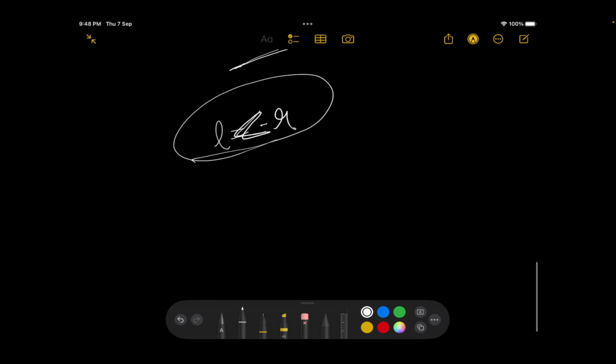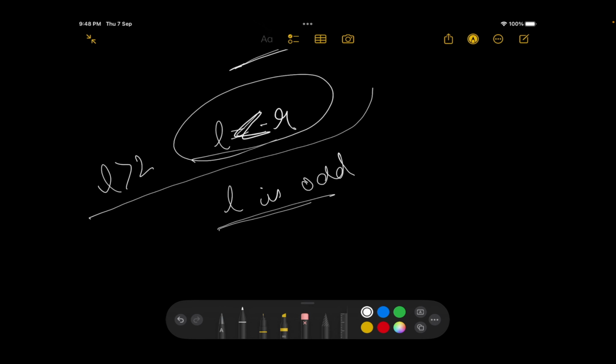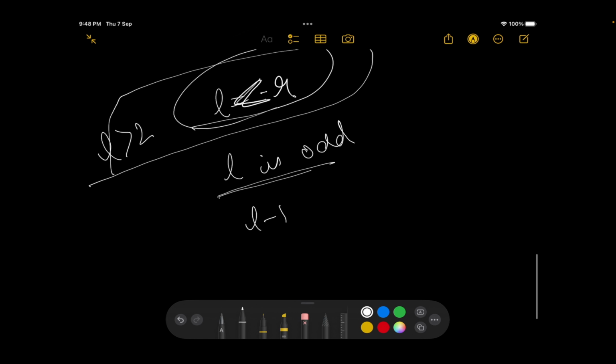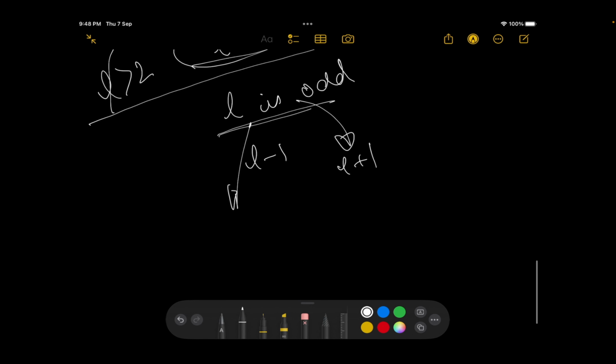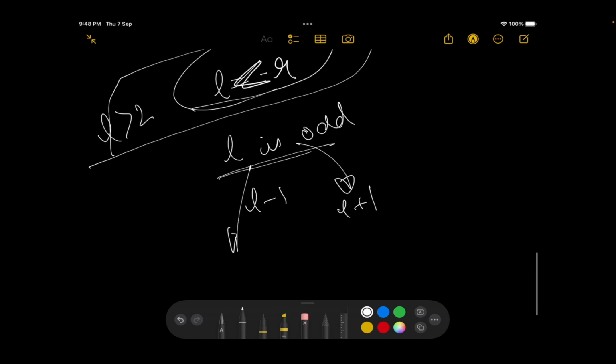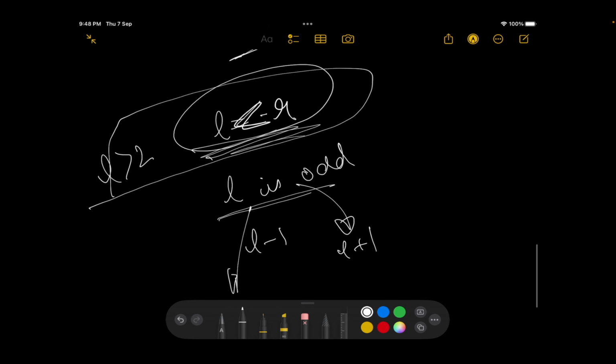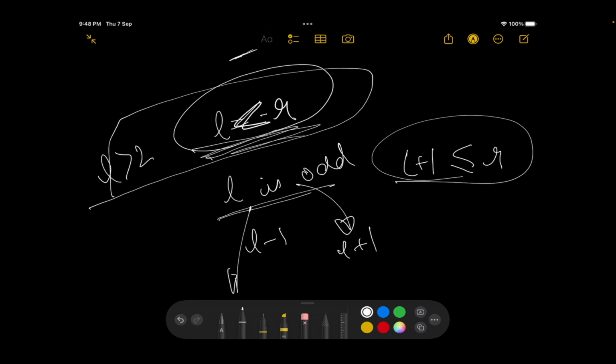In this case I can say that, okay, if L is odd, and I'm assuming that over here L is greater than 2, then L minus 1 would be even, and L plus 1 can be one of the numbers. Since I have said over here that L is less than R, so L plus 1 would be less than or equal to R, so it would definitely fall into the range, right?